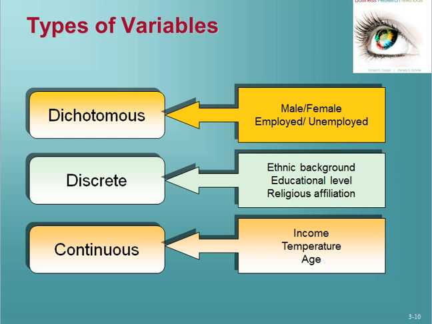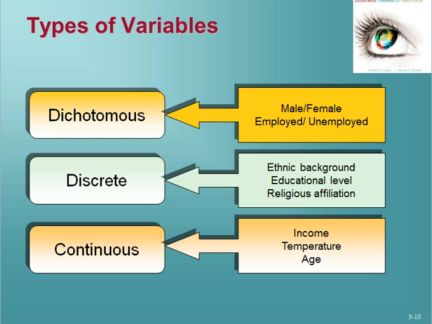Ethnic background, educational level, and religious affiliation are discrete. Categorical is another term for that. In other words, you could be a Lutheran, a Presbyterian, a Baptist, a Catholic, Jewish. All of those are part of religious affiliation, but there's no rank order to them.